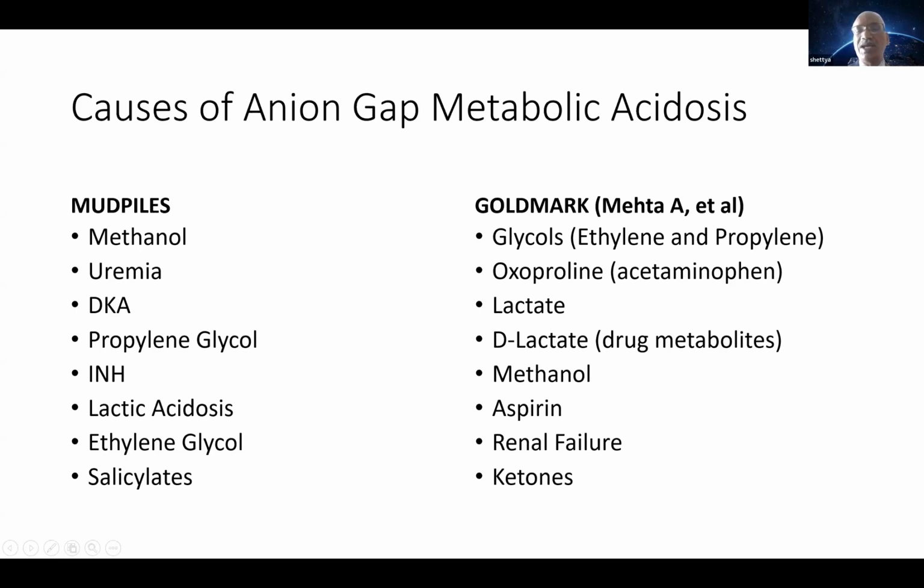More recently, a colleague of mine, Ankit Mehta, and Dr. Emmett, who is a big name in the field of acid base, came up with a new acronym called GOLDMARK. That is glycols, oxoproline, which is a metabolite of acetaminophen, L-lactic acid, D-lactic acid, methanol, aspirin, renal failure, ketones. So basically, he added oxoproline and removed the INH. In parts of the world where tuberculosis is more endemic, you may want to use the old one but add acetaminophen.